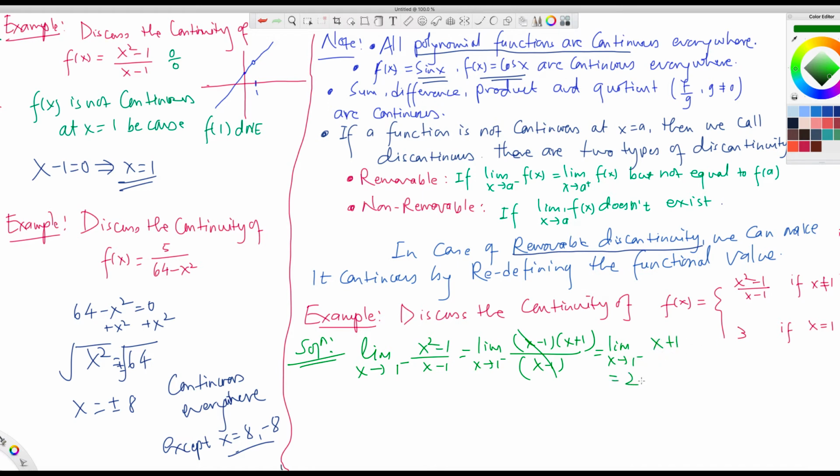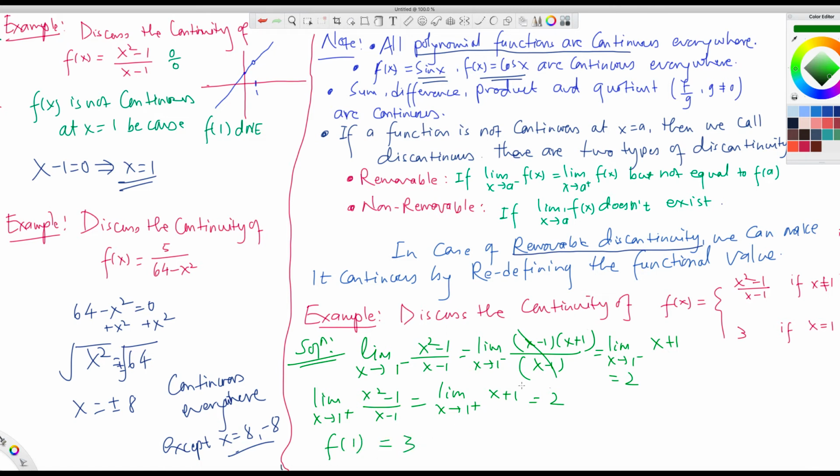So you got 2. So the left limit is 2. How about the right limit? Limit x tends to 1 plus of x squared minus 1 over x minus 1. You do exactly the same thing and then get limit x tends to 1 plus of x plus 1, right? When you plug in 1, that is 2. How about f at 1? f at 1 is 3.